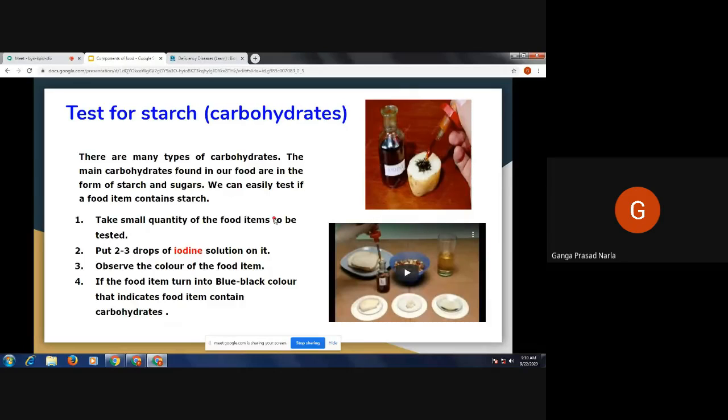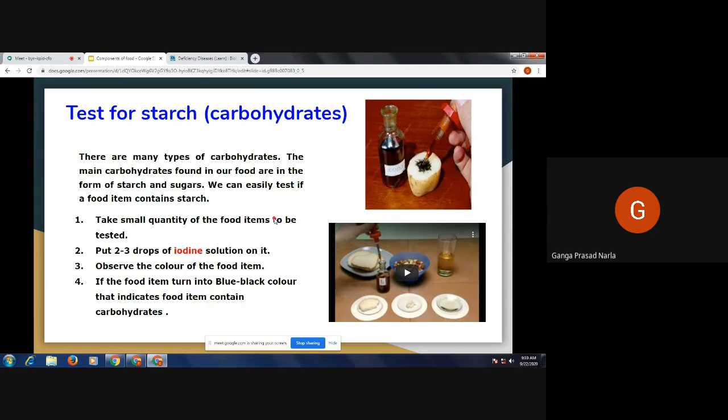Which chemical do we need to use to test for carbohydrates in food items? Everyone, please respond in the chat box. Which chemical do we use to test for starch? Iodine. Very good, students. Remaining students, please respond in the chat box. Everyone, please respond.